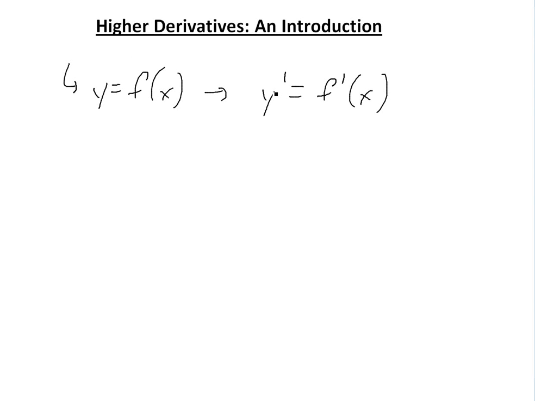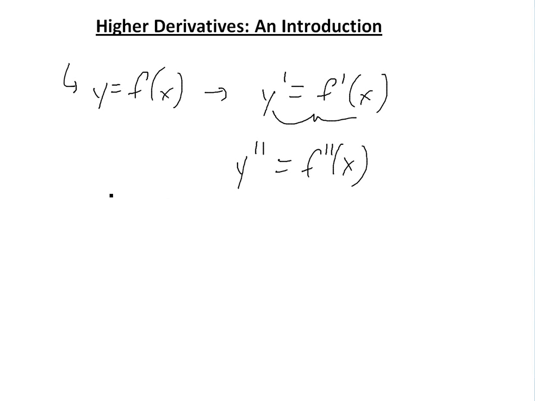But if you were to take the derivative of this, because this is a function, we get this, which is also a function. So if we take the derivative of this, we get y double prime is equal to f double prime of x. So all we do is take the derivative twice.